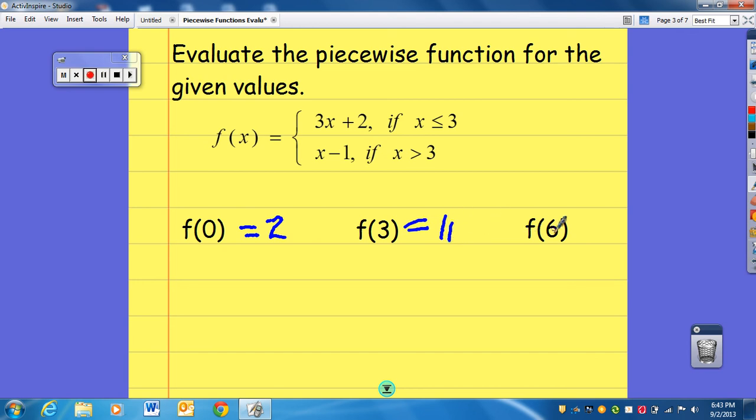Now I want to evaluate with the number 6. Now I will use the second equation because my domain is x is greater than 3, and 6 falls into that section. So I'm going to plug 6 right into here, and 6 minus 1 is going to equal 5. So that's going to be my f of x for that particular value.